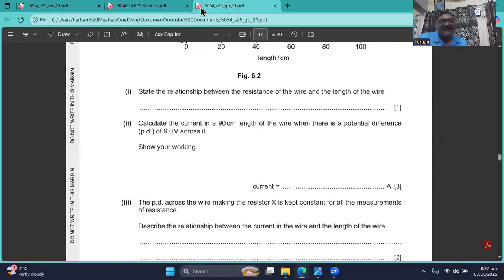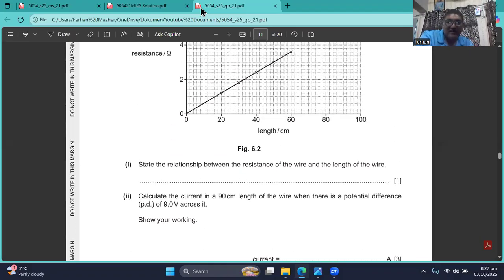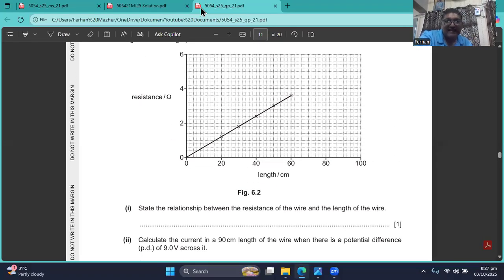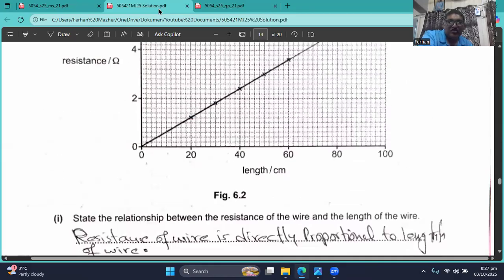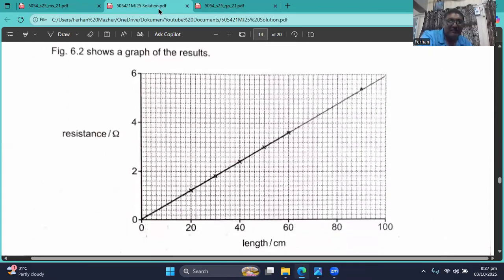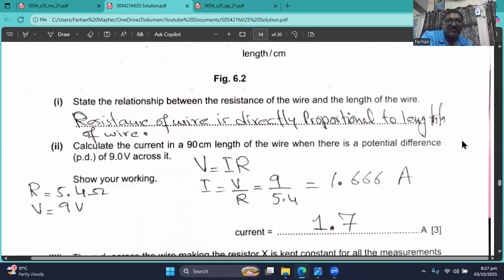Calculate the current in a 90 centimeter length of the wire when there is a potential difference of 9 volt across it. So from this graph, I have to find the resistance when the length is 90. First of all, I will prolong that graph, and 90 is here. From here, go to the graph and then check what is the value here. Note it down, that's the resistance of that wire.